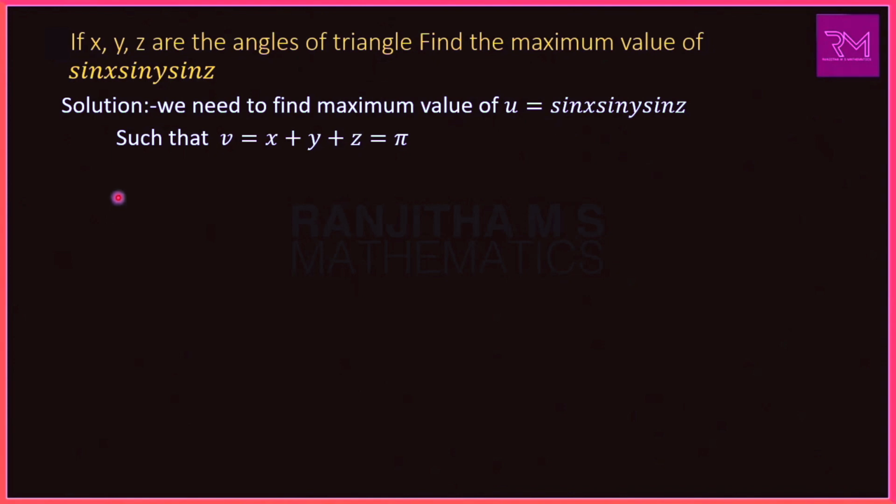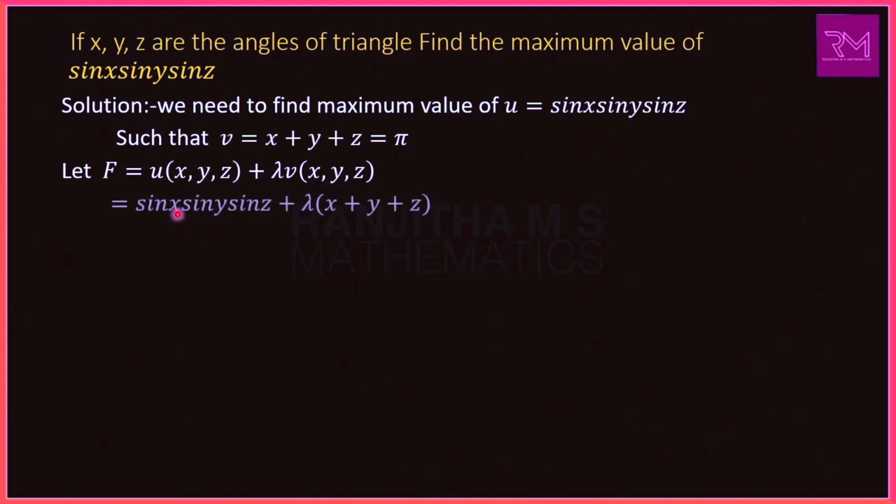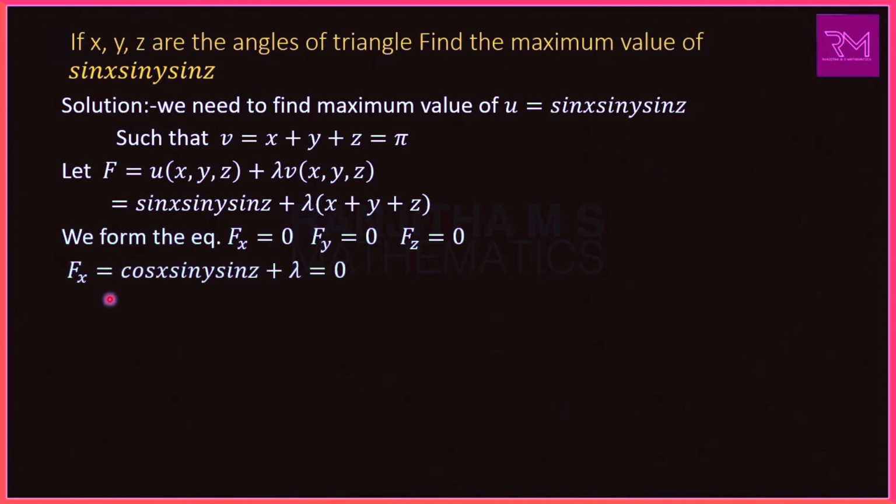First step, form the auxiliary equation, that is f is equal to u of x, y, z plus lambda into v of x, y, z. Here u is sin x into sin y into sin z, plus lambda into v, which is x plus y plus z. Here find fx, fy, fz first and equate to 0. Here fx: sin y into sin z is constant, differentiation of sin x is cos x. Hence we get cos x into sin y into sin z plus lambda into, differentiation of x is 1, hence lambda, which is equal to 0. If we equate to 0 and take this to the right hand side, we get lambda as minus cos x sin y sin z.